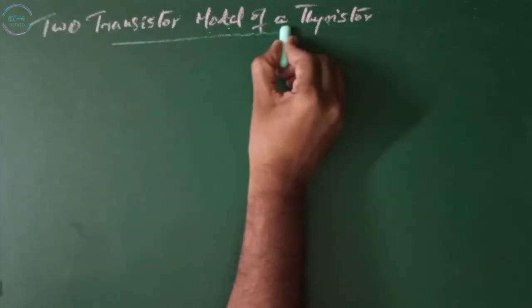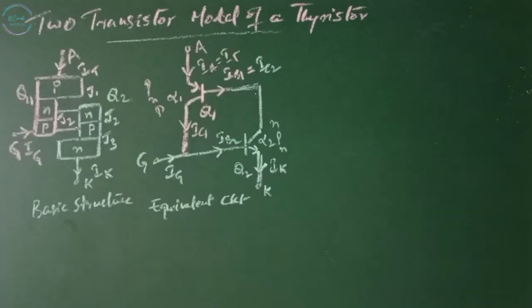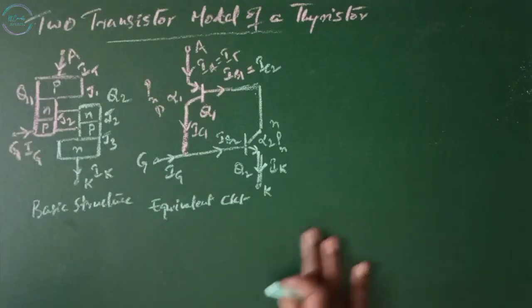Two-transistor model of a thyristor. The regenerative or latching action of a thyristor due to positive feedback can be demonstrated by using the two-transistor model of a thyristor. A thyristor can be considered as two complementary transistors: one is PNP transistor Q1 and another NPN transistor Q2. This is the basic structure of the two-transistor model of a thyristor, and this is an equivalent circuit.